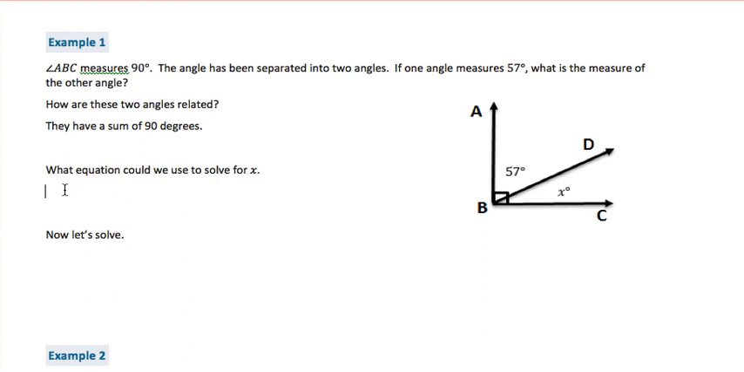So our equation then would be 57 plus x equals 90. And we solve. And at this point, after all of the problems we've been working prior to this, we should know this is a very basic equation. We'll subtract 57 on both sides and find that x equals 33.